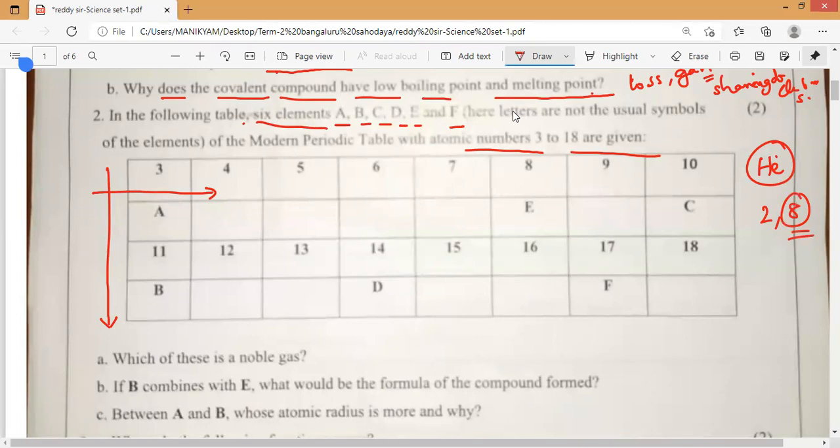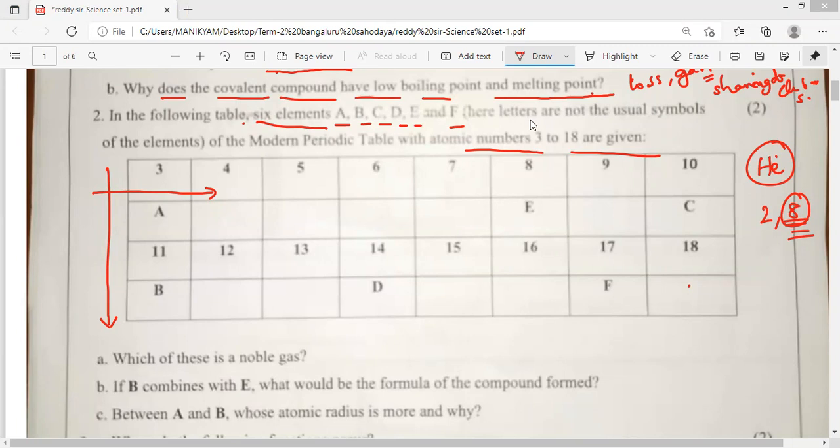Anybody? Last shell. Please respond. Who will have 18? 18 is not there, correct. You can see the element 18 is not given, but A, B, C, D, E, F are. So among A, B, C, D, E, F, who will have 8 electrons in its valency shell? By seeing itself, we can say. Yes? So nitrogen. Nitrogen.